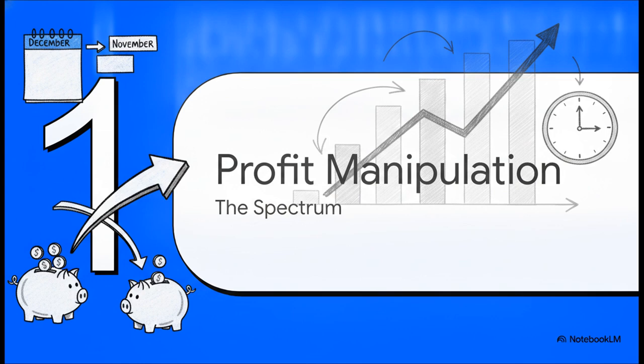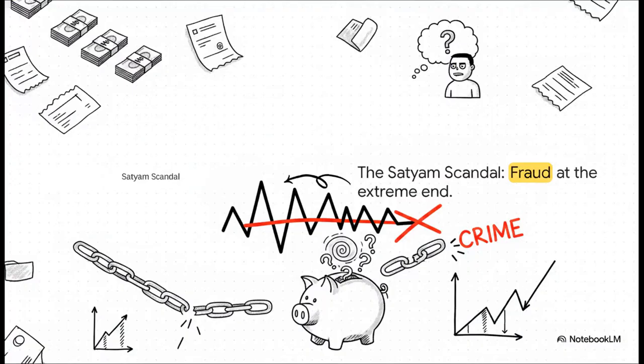On the ViewPoint, let's dive into Section 1, the profit manipulation spectrum. Think about shifting financial numbers kind of like legally claiming next month's salary today just to make your bank balance look amazing right now. Companies actually do this legally to make their current performance look explosive. But there's a massive difference between a little accounting flexibility and outright fraud.